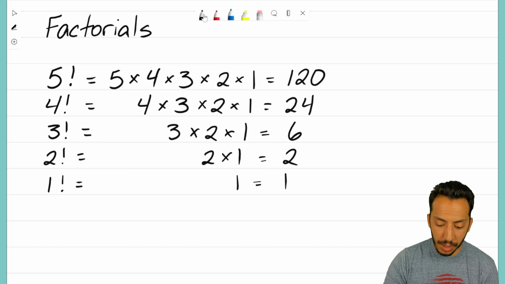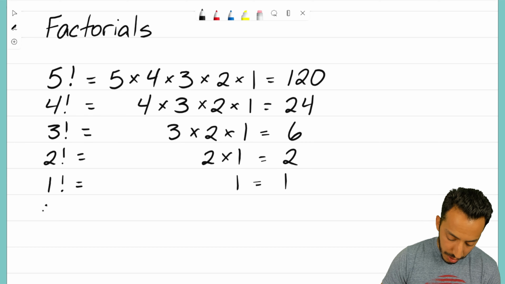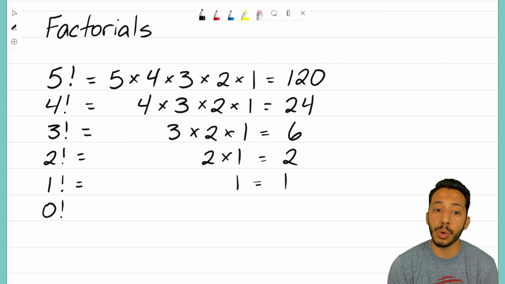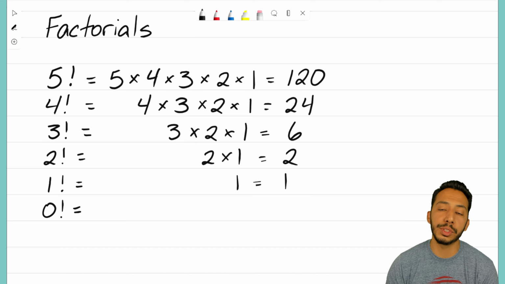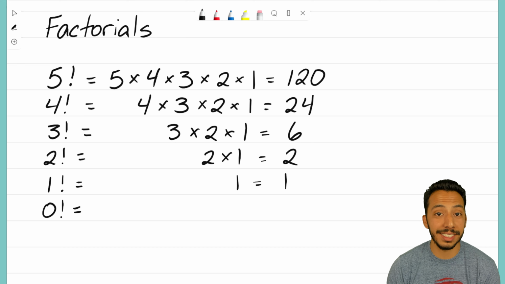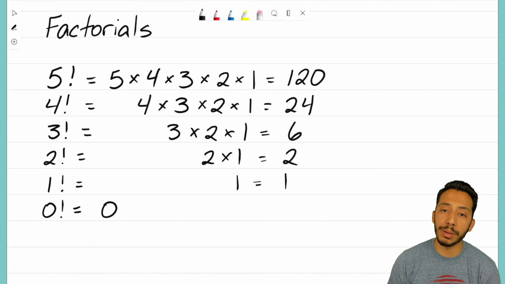Now, here's the other piece I want to do for this video before we wrap it up. You might be thinking to yourself, well, what about 0 factorial? Can we have a factorial of 0? And there actually is a solution to that question. 0 factorial. And here's what it's not. 0 factorial is not 0.